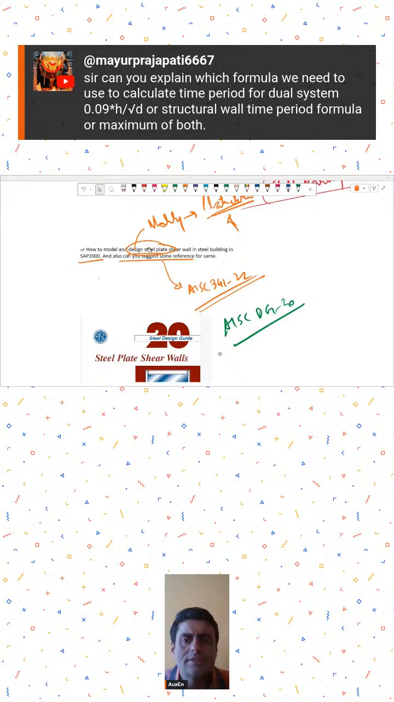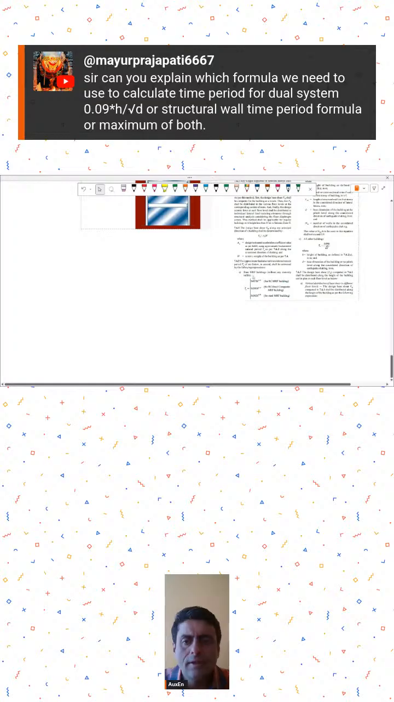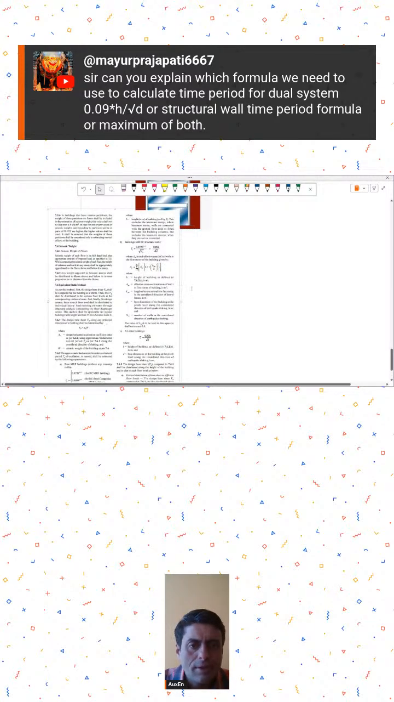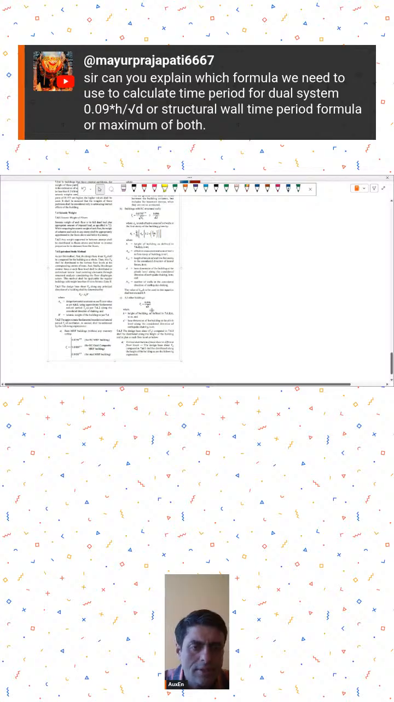Yeah, I guess this is the time period formula. So for buildings with RC structural walls, it has to be done like this. They have given you the formula. For all other buildings, they have given you the formula. And the AW calculation also they have given.